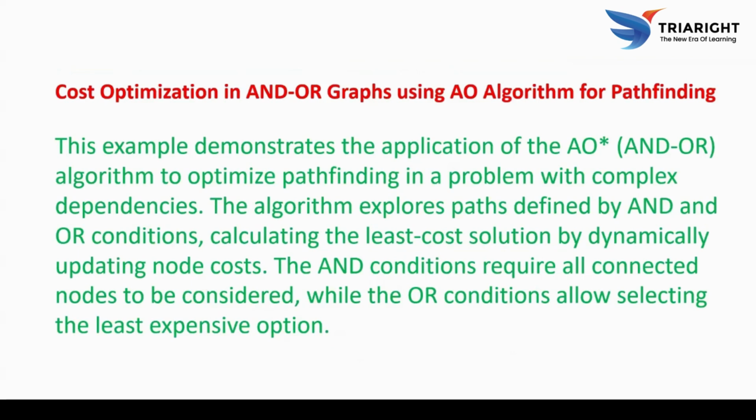This example demonstrates the application of the AO-star algorithm to optimize pathfinding in a problem with complex dependencies. The algorithm explores paths defined by AND-OR conditions, calculating the least cost solution by dynamically updating the node's cost. An AND condition requires all the connected nodes to be considered, while an OR condition allows selecting the least expensive option.